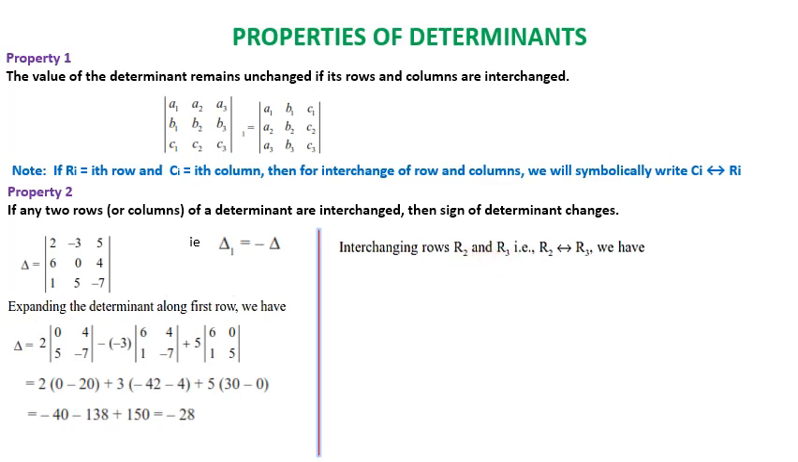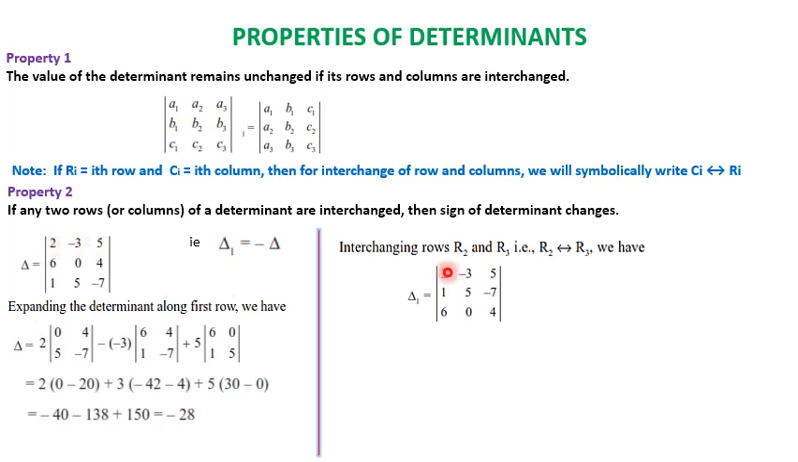R2 and R3 I am interchanging. The symbolic representation is R2 interchange R3. It means the resultant matrix determinant we are getting is delta 1, with R2 and R3 interchanged. R2 came into R3's position and R3 went back to R2's position.